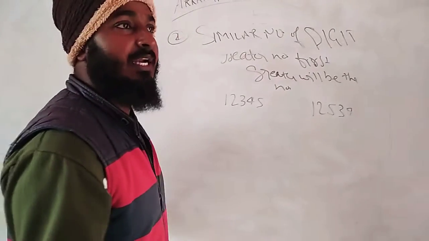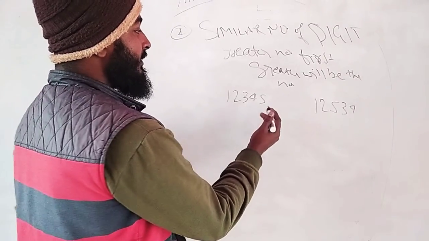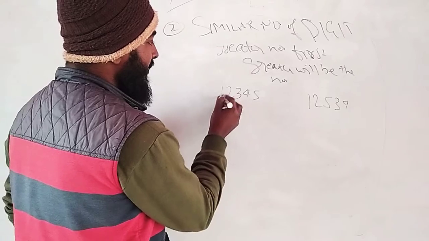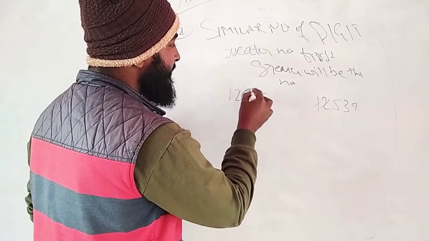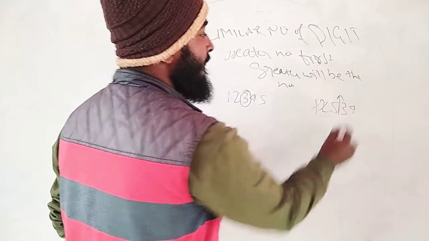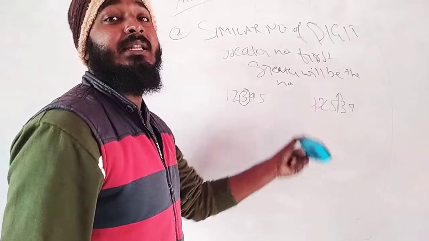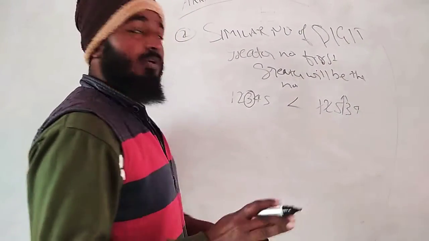Now the second rule. Second rule is the greater number comes first, greater will be the number. Here 1 comes, here 1, here 2, here 2. When here there is 3, there is 5. So this number is greater because the greater digit came first. Easy. You don't have to do anything.